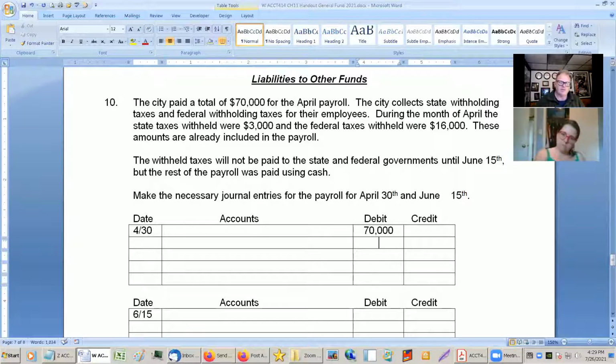What account do we use? So that would still be an expenditure then? Yep, right. It usually trips up people. Everything goes out.